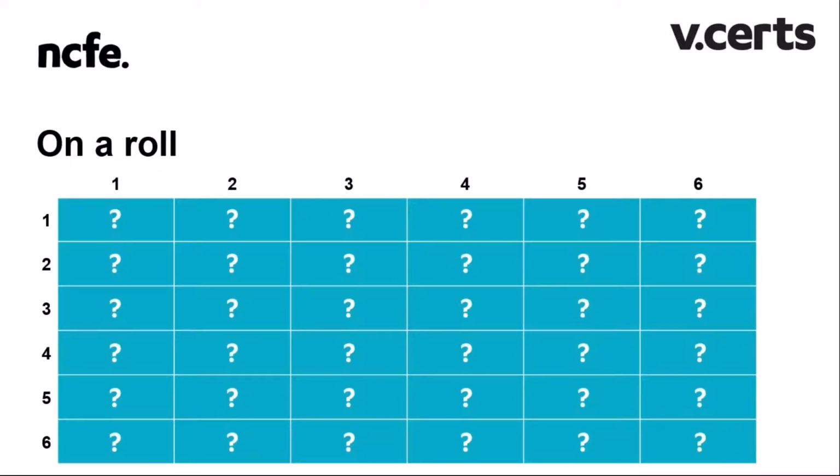And this one is where you would have a 6x6 grid. And in each square, you write a question, or you could get learners to produce their own 6x6 grid.